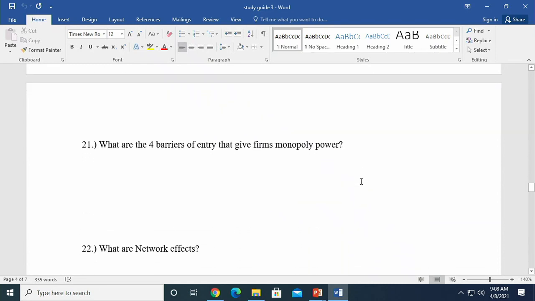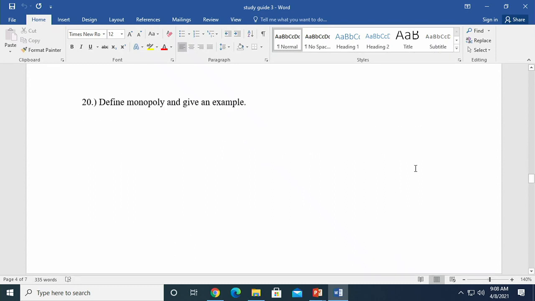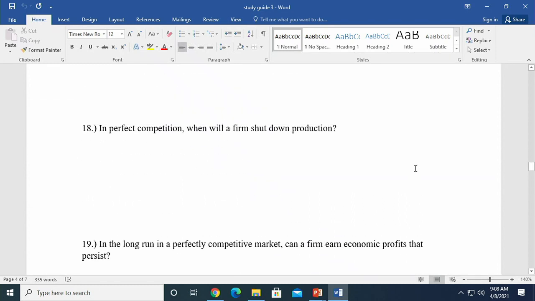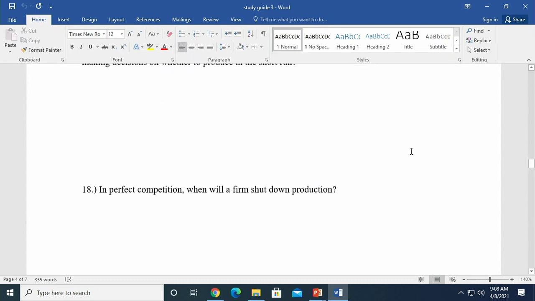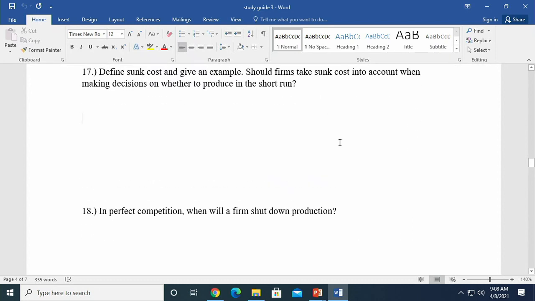Yeah, so definitely know what the 4 barriers are that give firms monopoly power. Not a ton of questions about monopoly. Again, there's not that much to talk about for monopolies, as long as you understand that they reduce economic efficiency, they charge higher prices than firms in a competitive market, and they end up selling less. So it's less efficient and makes people worse off than if it was a perfectly competitive market, or even a monopolistically competitive market.